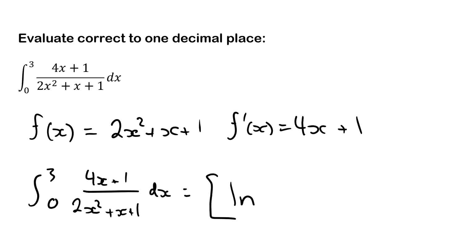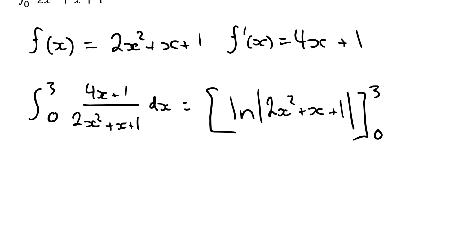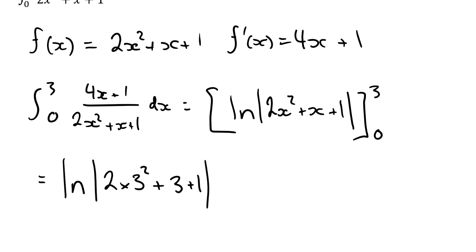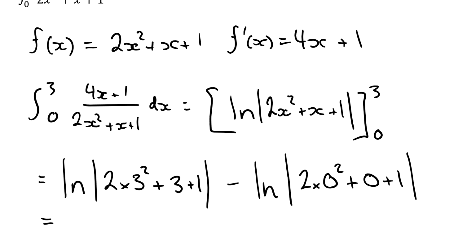goes to the absolute value of our function, which is on the bottom, our denominator. But we've got to make sure, because we're doing a definite integral, we have the 3 and the 0 here. Now remember, your highest number goes first. So down here, we're going to have the natural log of 2 times 3 squared plus 3 plus 1, because that was our larger of the two, minus 2 times 0 squared plus 0 plus 1. Now, if you put that in the calculator, you'll end up with 3.1.